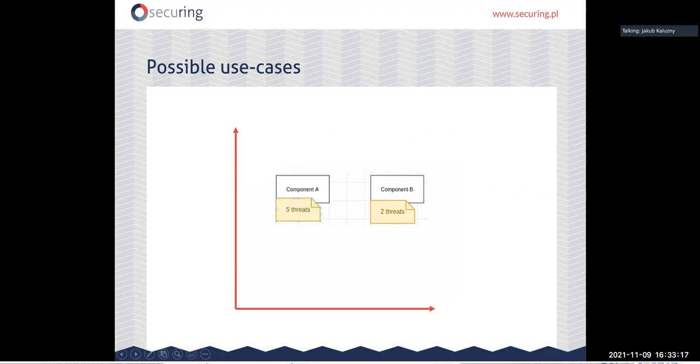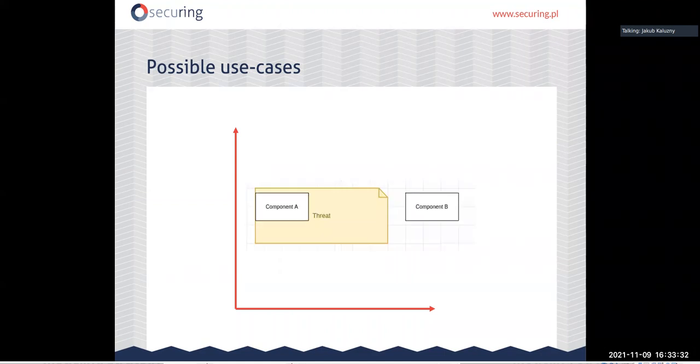So this is practically it. If we have component A that is more to the left, 5 threats apply to this component. If we have the same component serving the same purpose that is more to the right, we have just 2 threats, so also fewer actions.